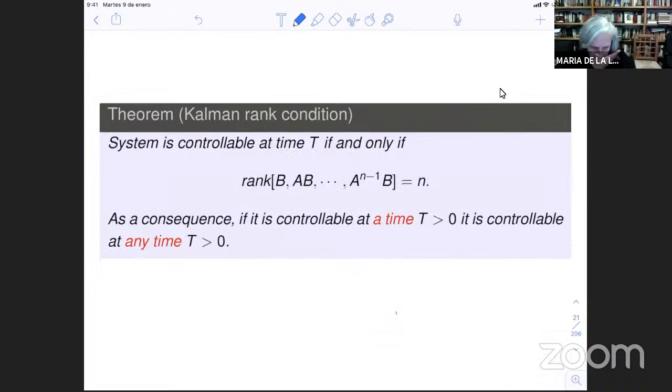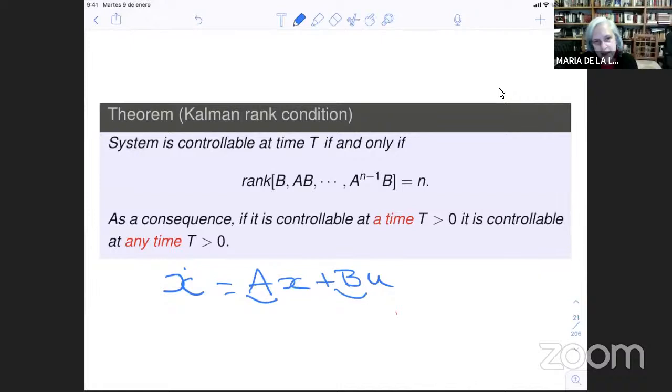So we have this important theorem that is a Kalman rank condition result that is going to give us a test to see if my system is controllable or not, okay? Exactly controllable or not. So the result, the Kalman rank condition is the following. You have to consider a new matrix that is related with our system. So remember that we want to control this system. So you have Ax plus Bu, okay? So you have A and B in the system.